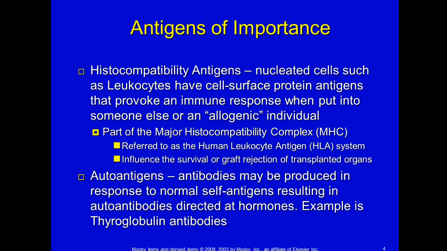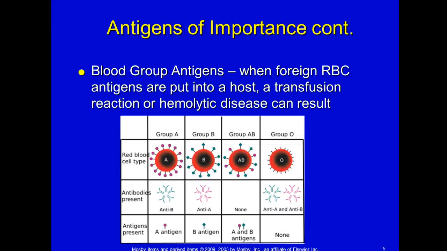Then we have autoantigens. These are antibodies that may be produced in response to normal self-antigens. This would be the case of autoimmunity that I just mentioned. Thyroglobulin antibodies are an example. Thyroid autoantibodies in Hashimoto's disease, which we talked about in chemistry, are an example. And also diabetes type 1. Okay, sometimes we have autoantibodies to those islet cells. So those are examples of that.